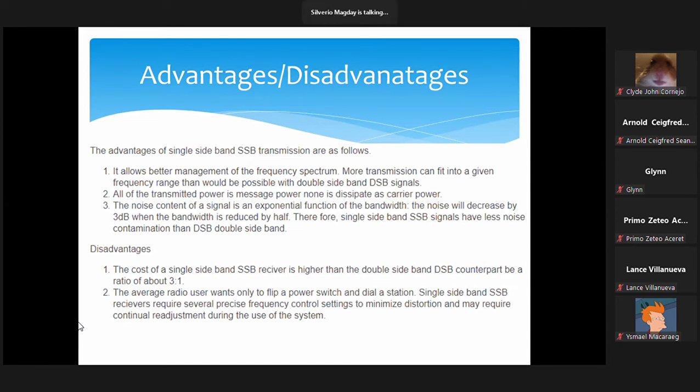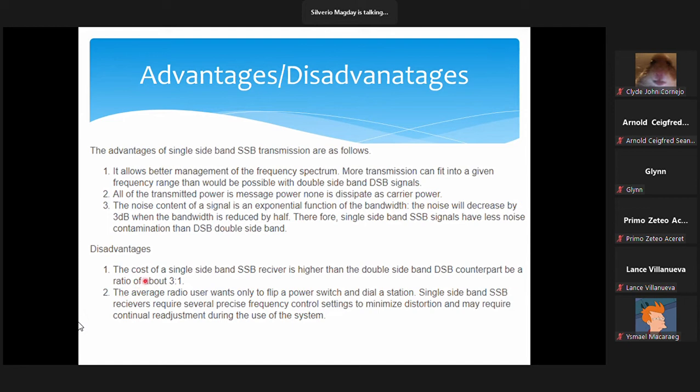So advantages and disadvantages. Advantages ng single sideband techniques. It allows better management of the frequency spectrum. More transmissions can fit into a given frequency range than would be possible with double sideband signals. So parang less bandwidth, all of the transmitted power is message power, none is dissipated as carrier power. So may power saving, may less noise, tapos may noiseless fading.